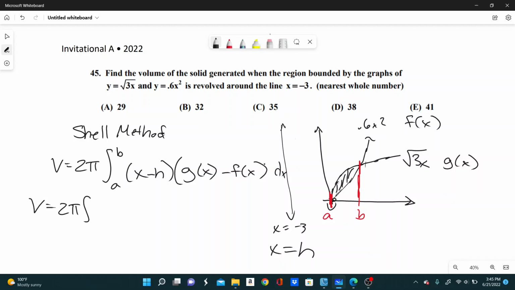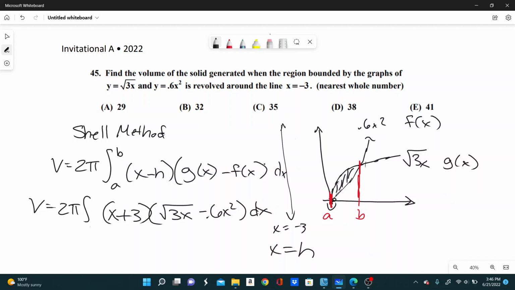So if we want to plug in our values that we have here, it'll be 2 pi, and then the integral from two bounds that we'll find later. And then x minus h will be x minus -3, which is just x plus 3. g of x is our top function, so on the interval from a to b, square root of 3x is going to be our top function. And then f of x is our lower function, so that will be 0.6x squared. And then dx.